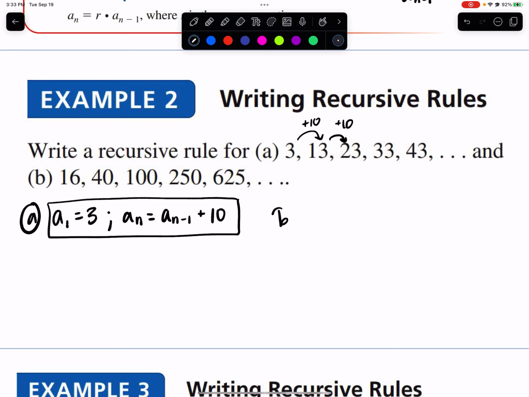All right, part B. This one is growing very rapidly, so you should be able to tell that that's geometric. So I'm going to take 40 divided by 16 to find my common ratio. And that's going to give me that it is 2.5. So my first term is 16. You always write your first term. And then my rule, A sub n equals my common ratio 2.5 times your previous term, A sub n minus 1.